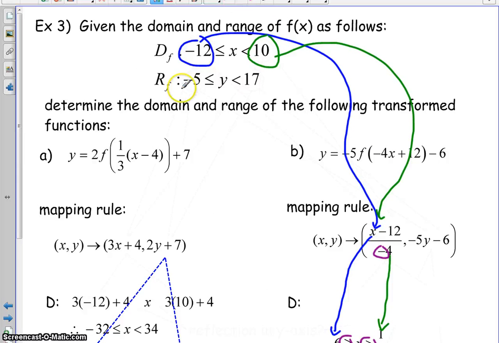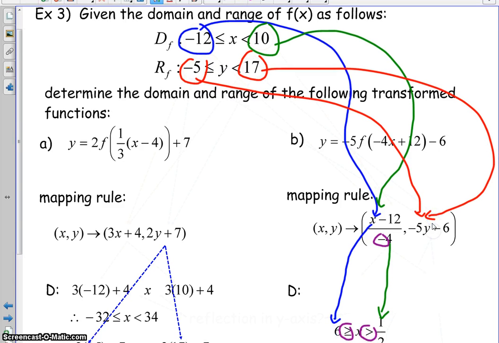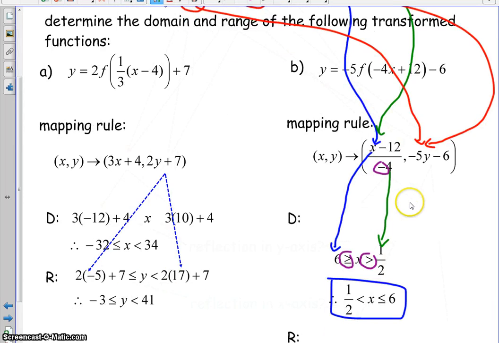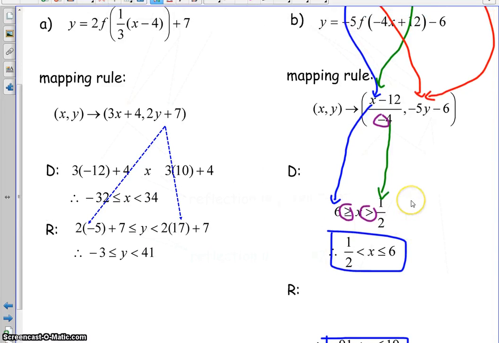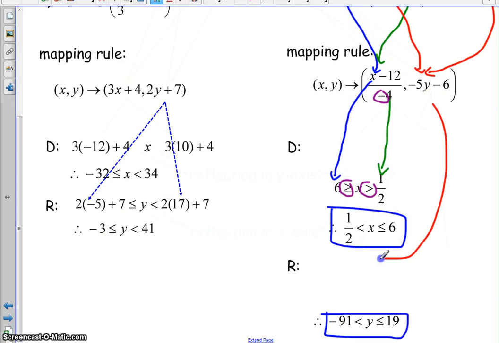Okay, for my range, same idea. I'm going to put in negative 5 into this part of the mapping rule for y, ditto with 17. You'll see I'm multiplying by a negative again, so the signs will change direction. So I wind up with, after I do some math, negative 91 is less than or equal to y, which is less than or equal to 19.